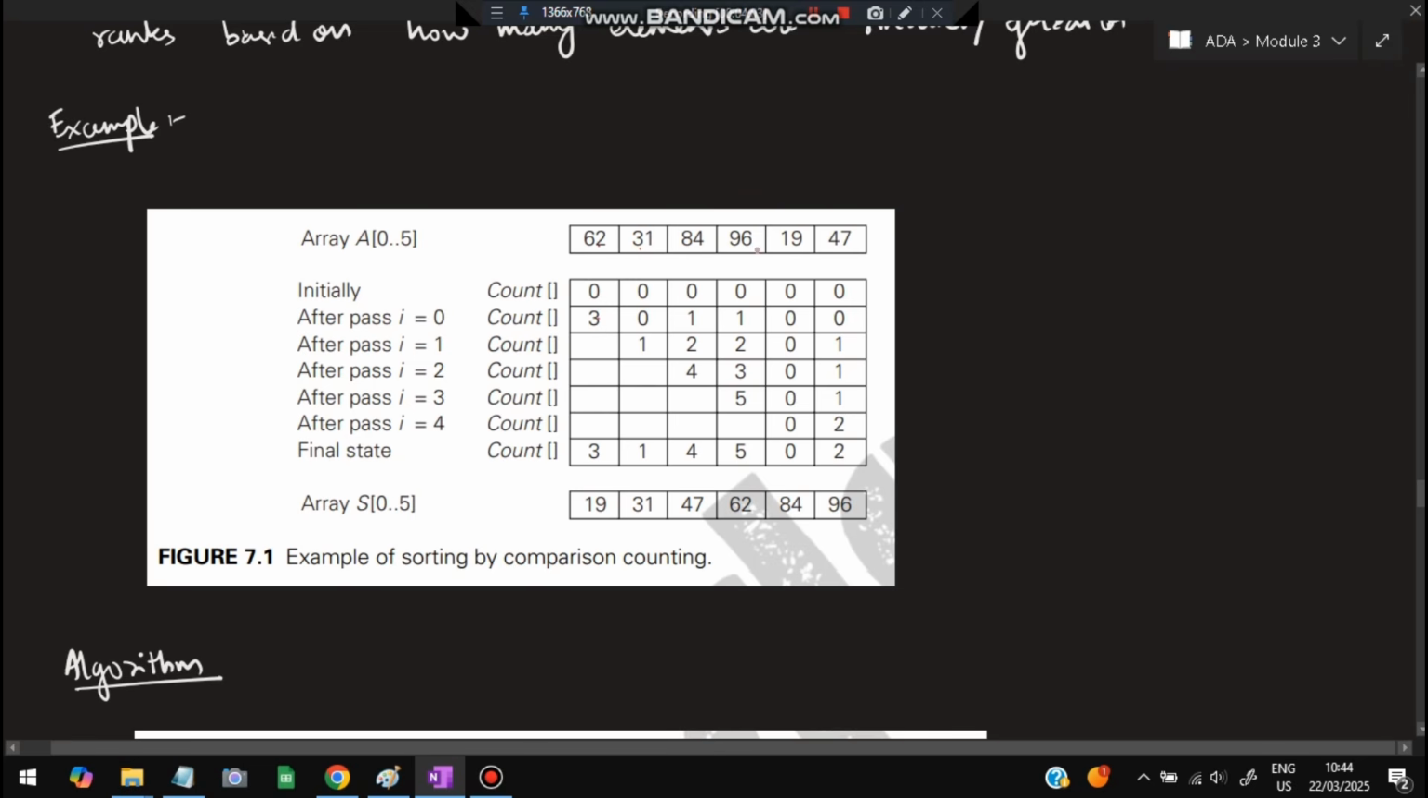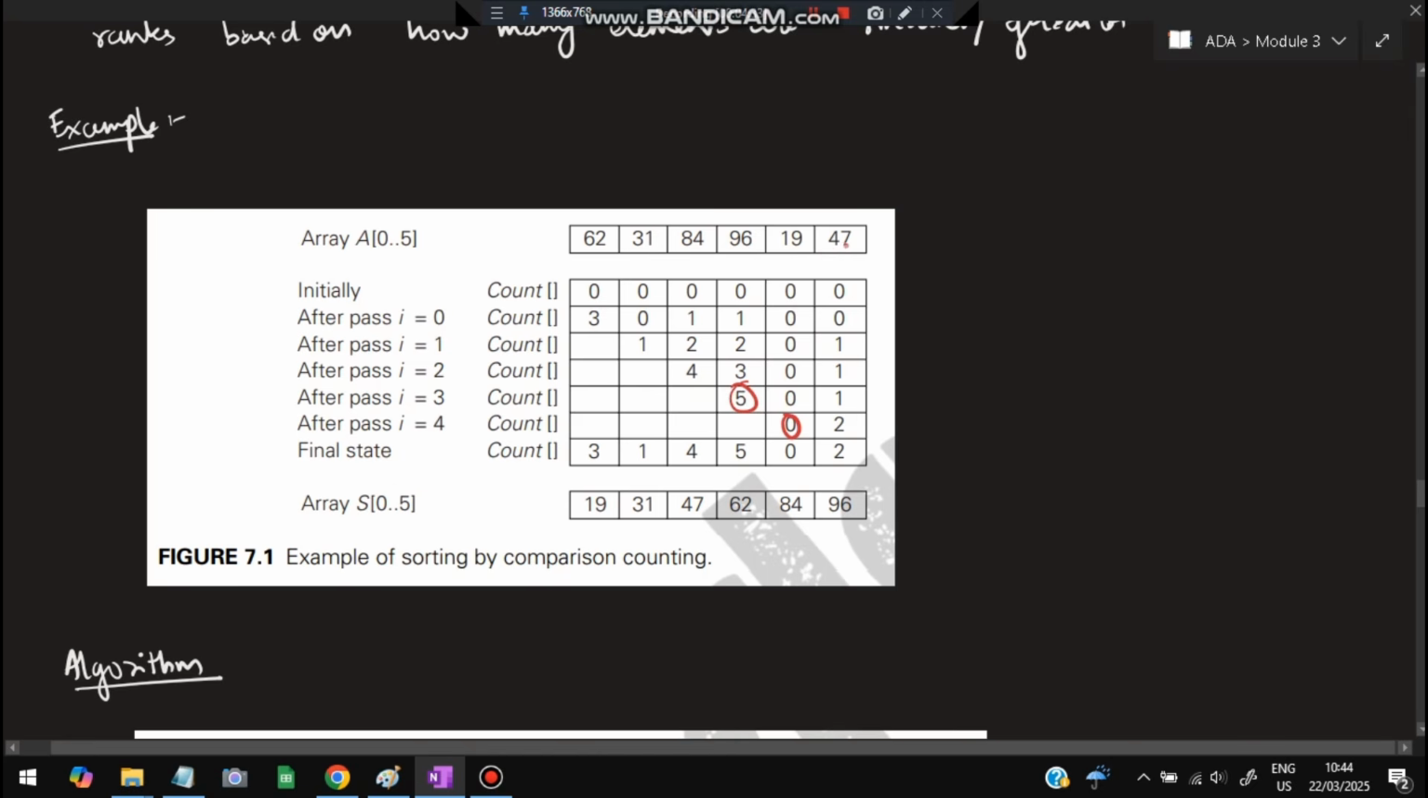And then I'll be telling you how to construct this, but first understand what this is. Next, 84. How many elements are lesser than 84? One, two, three, sorry, four elements. 62 is also lesser than 84. So you'll be writing 4 here. Then 96. How many elements are lesser than 96? Five elements, because all the elements are lesser than 96. 19: how many elements are lesser than 19? None. 47: how many elements are lesser than 47? 31 and 19, so you'll be writing two here.